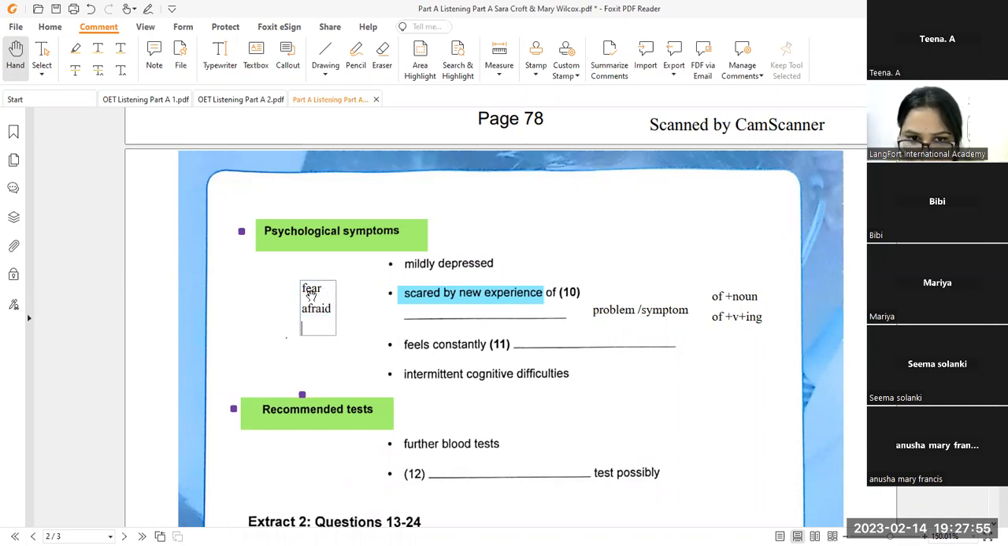Anything else? Frightened. Good one. I'll take that. Anything else? Terrified. When you're terrified, you're afraid, right? So you can expect they might not use the same word. So you can expect all these things.